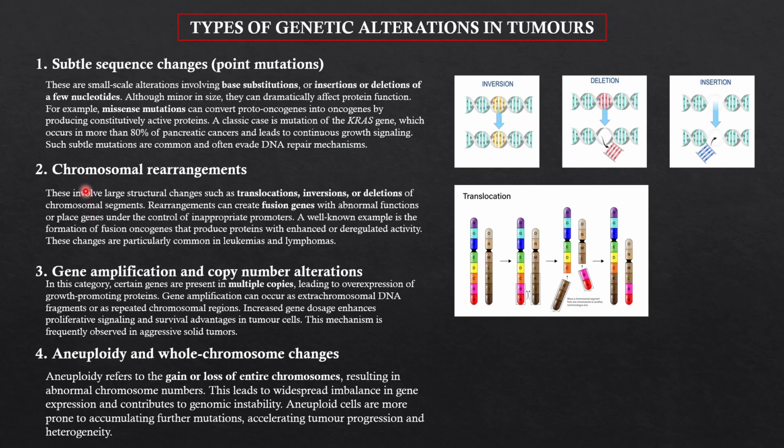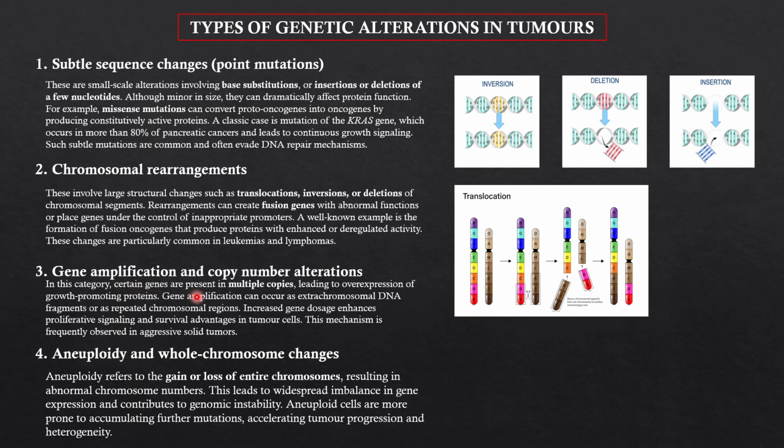Another type of genetic alteration is chromosomal rearrangement. This involves large structural changes such as translocation, inversion, or deletions of chromosome segments. Rearrangements can create fusions of genes with abnormal functions, and they can also place genes under the control of inappropriate promoters. A well-known example is the formation of fusion oncogenes that produce proteins with enhanced or deregulated activity. These changes are particularly common in leukemias and lymphomas.